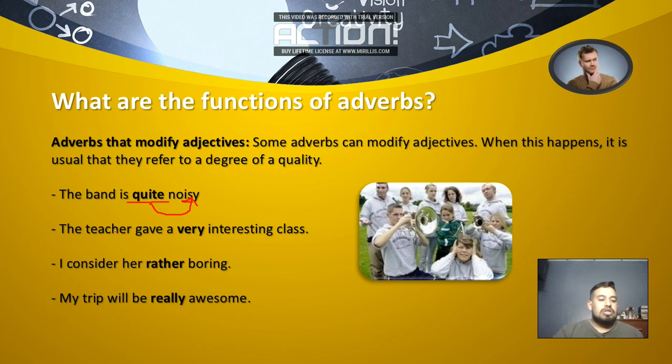The teacher gave a very interesting class. Again, very is the adverb and it's referring to the degree of interest or the degree of engagement the class may have. I consider her rather boring. Again, rather is an adverb referring to the adjective boring. And my trip will be really awesome. Awesome is our adjective, and the adverb that is modifying it is really.